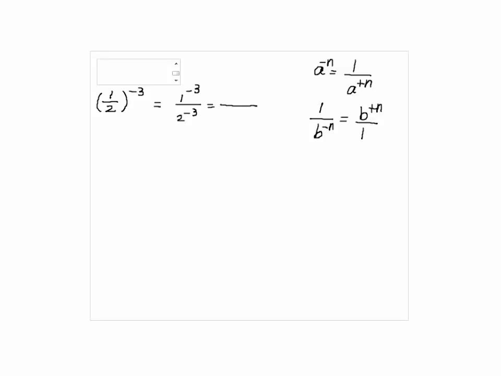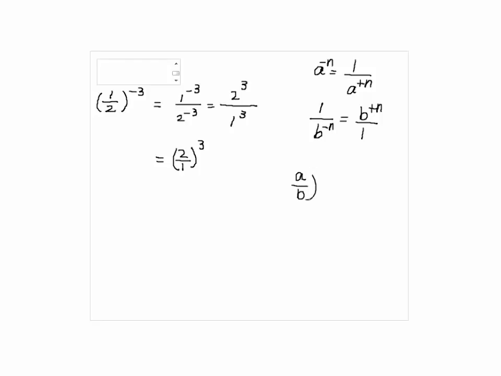So to make both exponents positive, we move 1 to the bottom of the fraction and 2 to the top of the fraction, so we would get 2 over 1 to the power of 3.